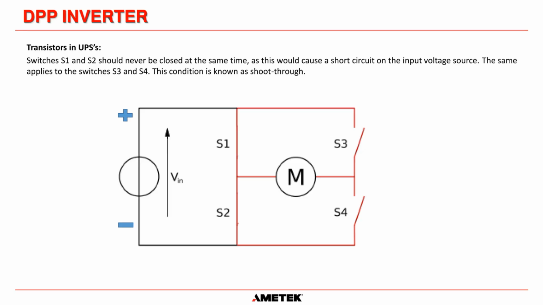This one here just tells you that we should never ever close S1 and S2, because that would give us a direct short across the battery. So we have controls in place so that we never close S1 and S2. That's called shoot through, and it prevents the IGBTs from being catastrophically damaged. So we never want to do that. It's always S1 and S4 or S3 and S2.